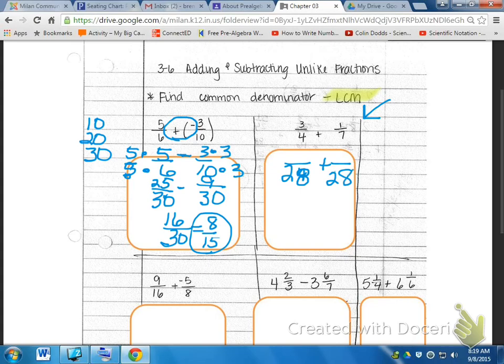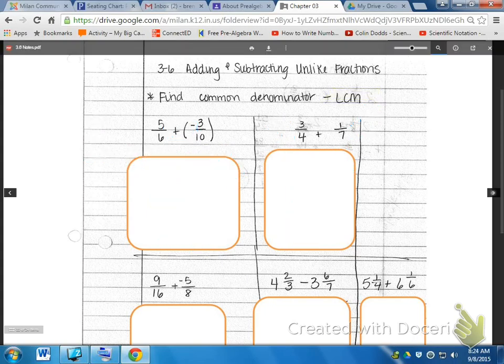Okay, Tori, so on the left, 4 times what is 28? 7. So 3 times 7 is... Oh my gosh, what did I do? 3 times 7 is 21. Okay. 7 times what is 4? So 1 times 4. So 21 over 28 plus 4 over 28. What would that be, Tori? 25 over 28. Okay, questions? All right.